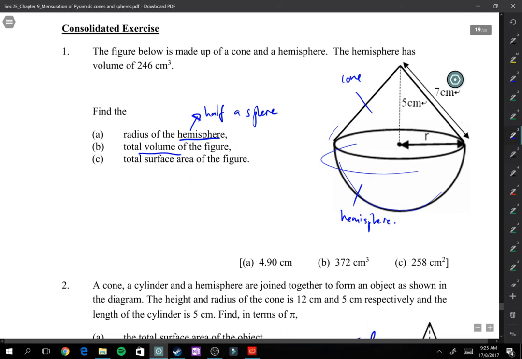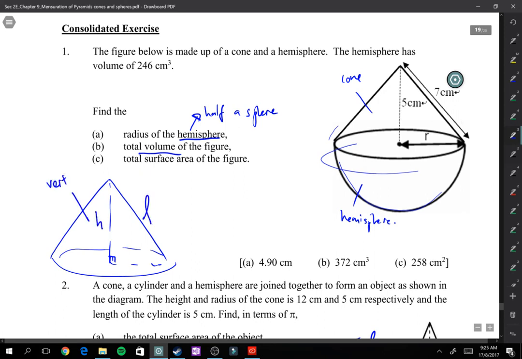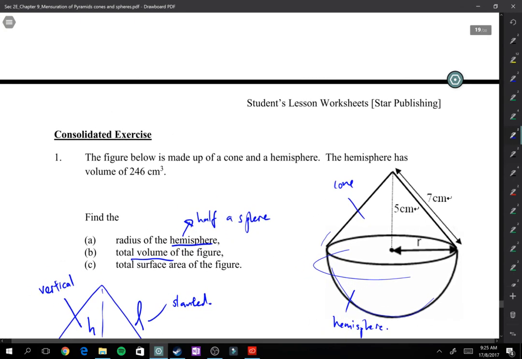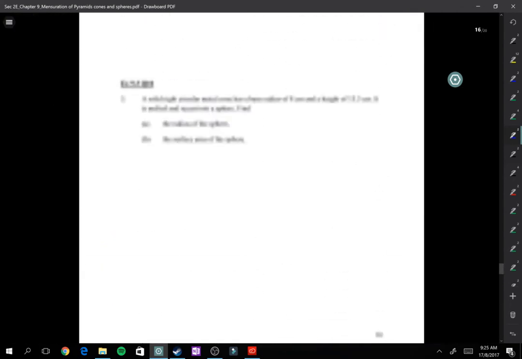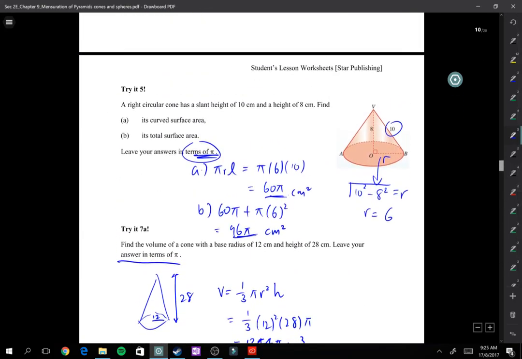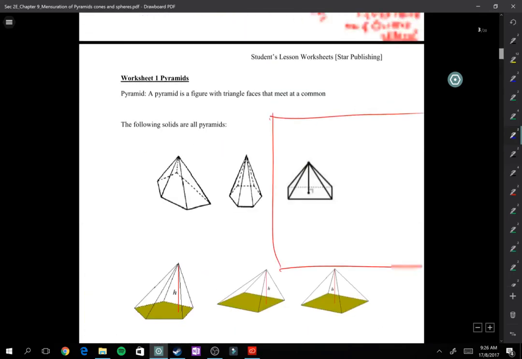Just some things to remember, that if I have a cone like this, then I actually can use Pythagoras theorem here. We call this the slanted height, we call this the vertical height. And I hope you all still remember how to find the areas of different shapes. We went through quite a few in class about using Pythagoras theorem to cut.